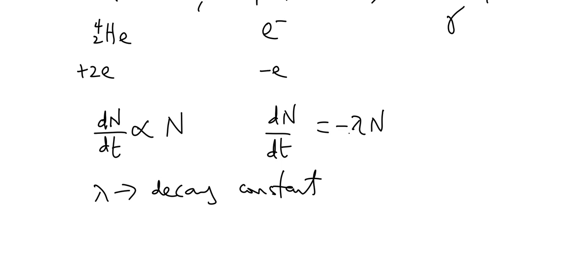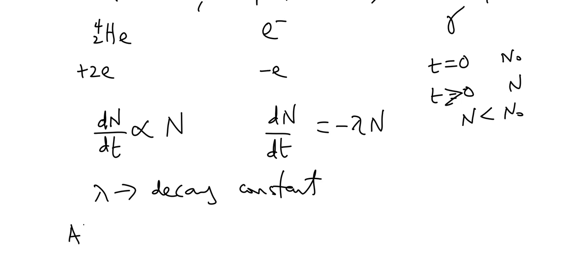So why do we have a negative value? We have a negative value here because over time the material will reduce in size. If the number of atoms present at time t equals 0 is N naught, and at time t greater than 0 is N, then this N will be less than N naught, so the material will continue to reduce in size. That's why we have a negative sign here.